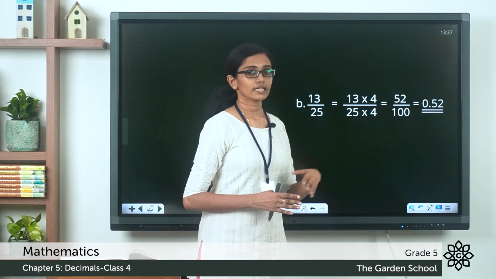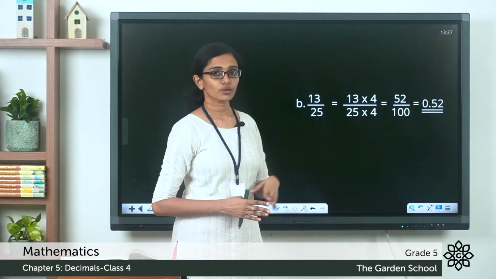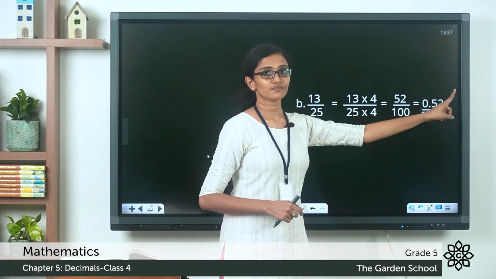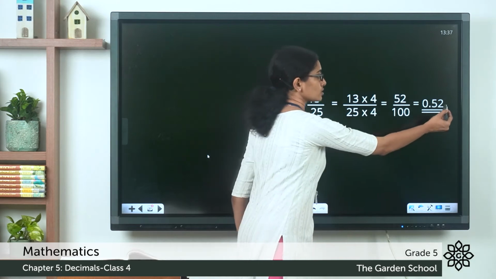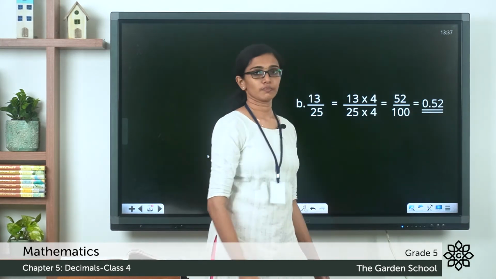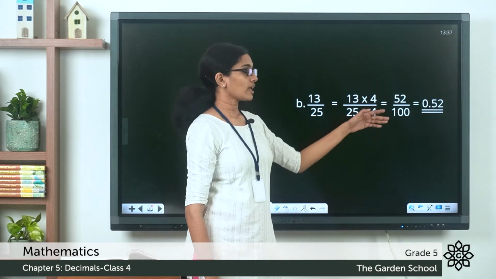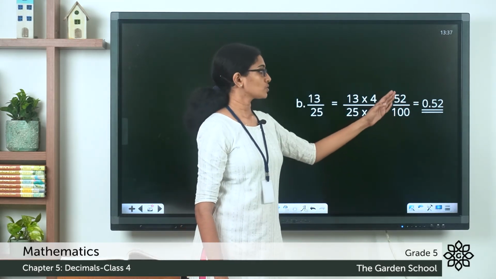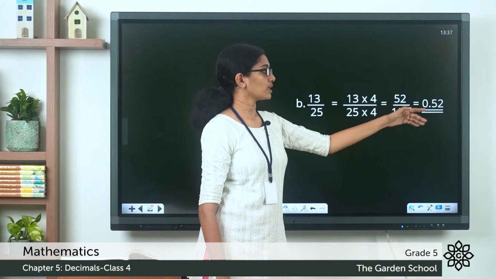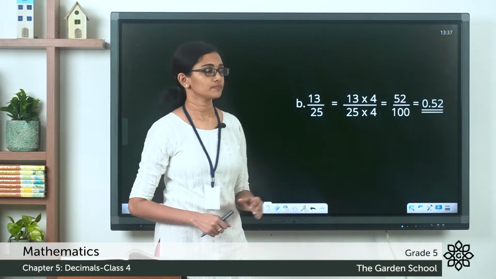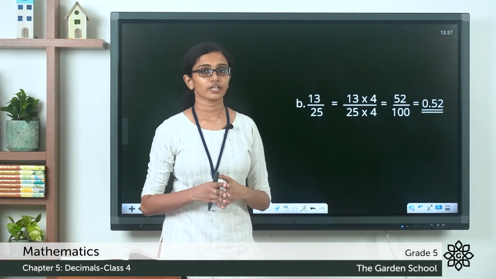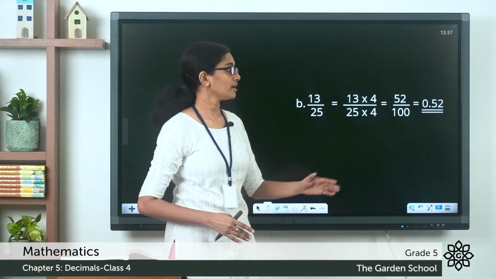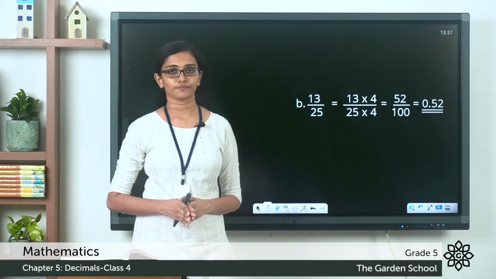Write the given numerator as it is. Count the number of zeros. There are 2 zeros. So starting from the right, count 2 places from the right to the left. That is 1, 2. Put the decimal point after that. And you don't have a whole number part, so you put 0 as the whole number part. So it is 52 by 100 equals to 0.52. So the fraction, our given question, 13 by 25 is equal to the decimal number 0.52.